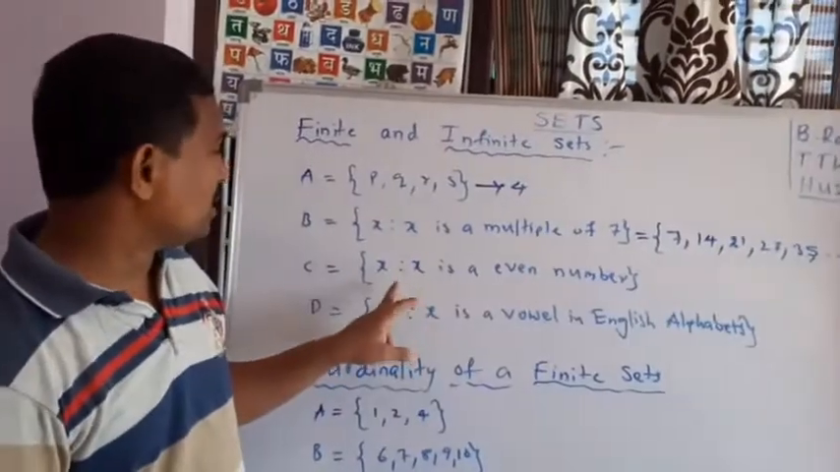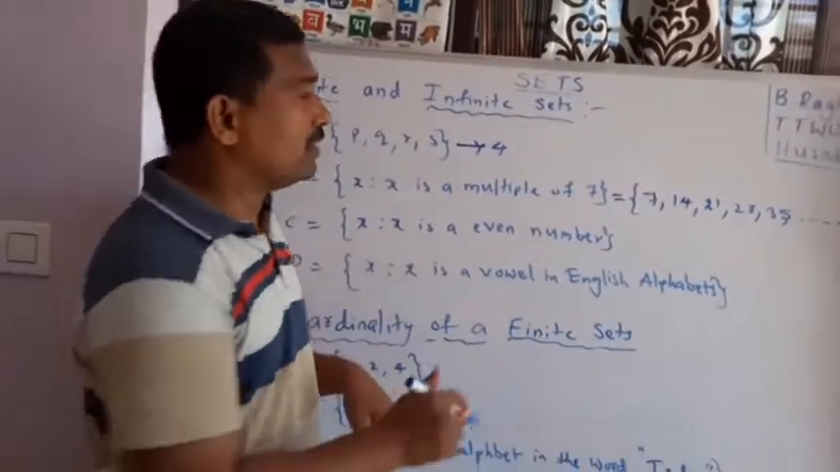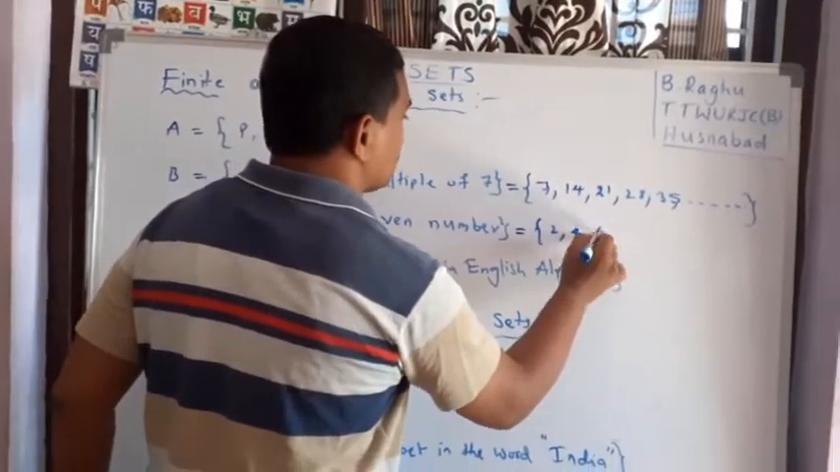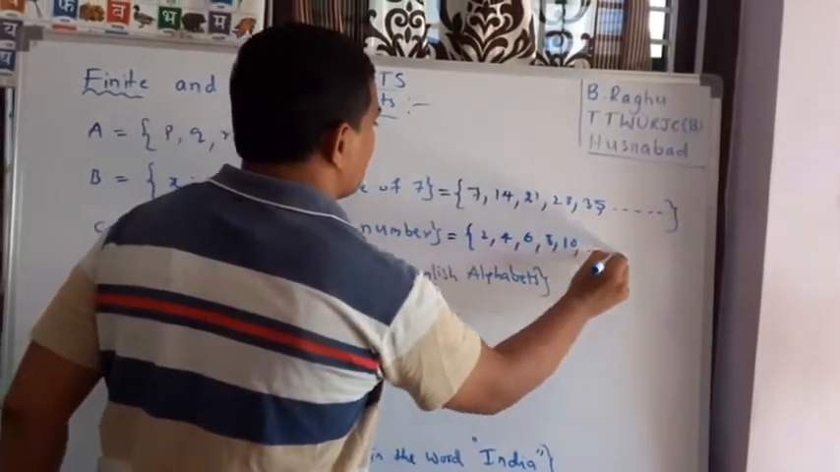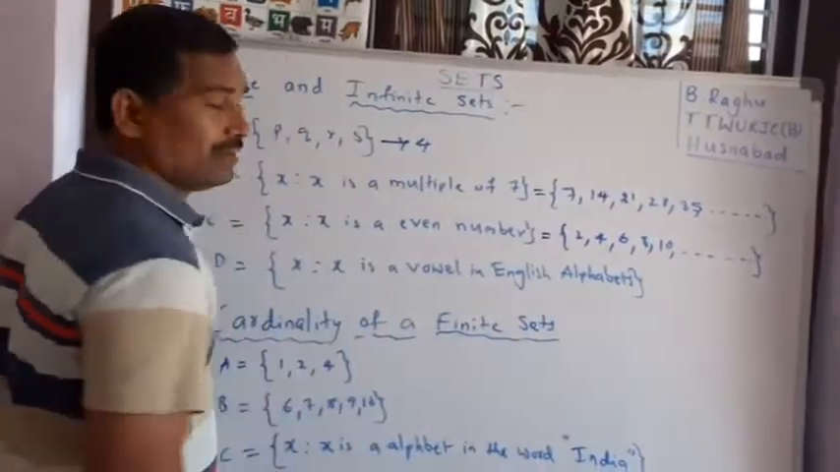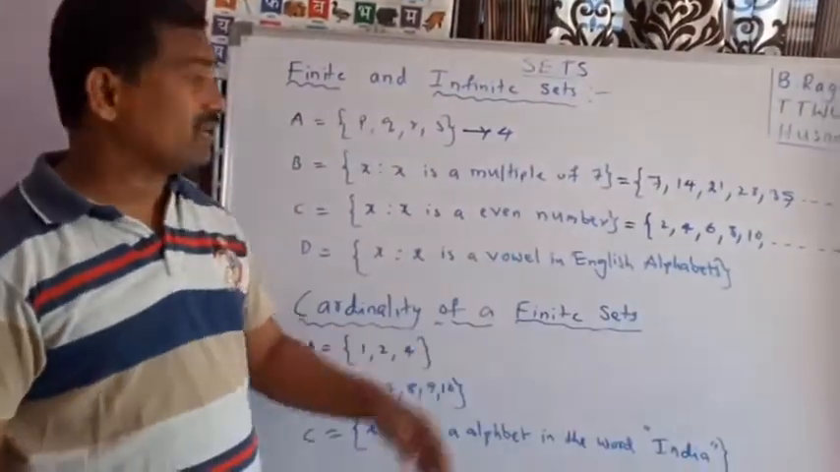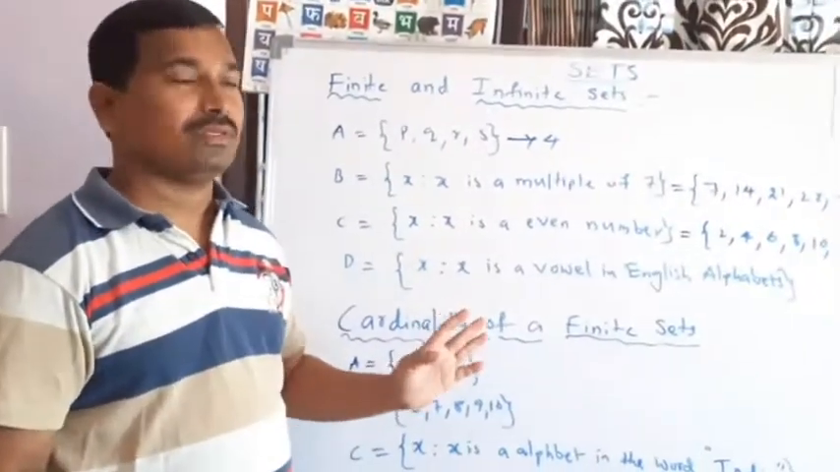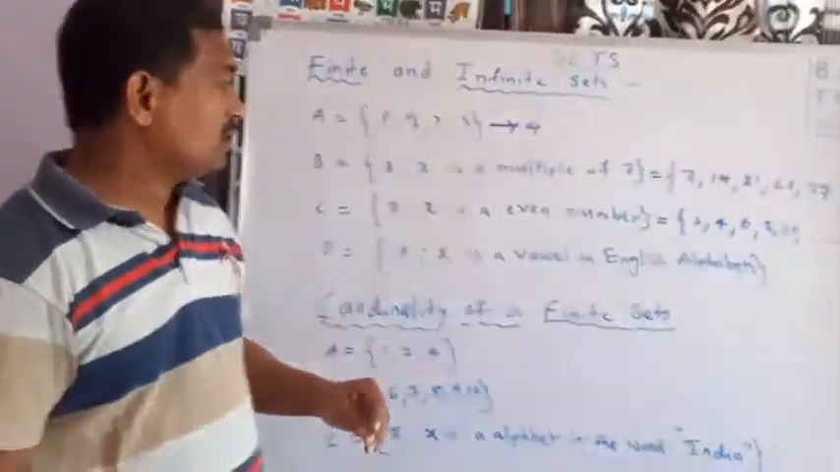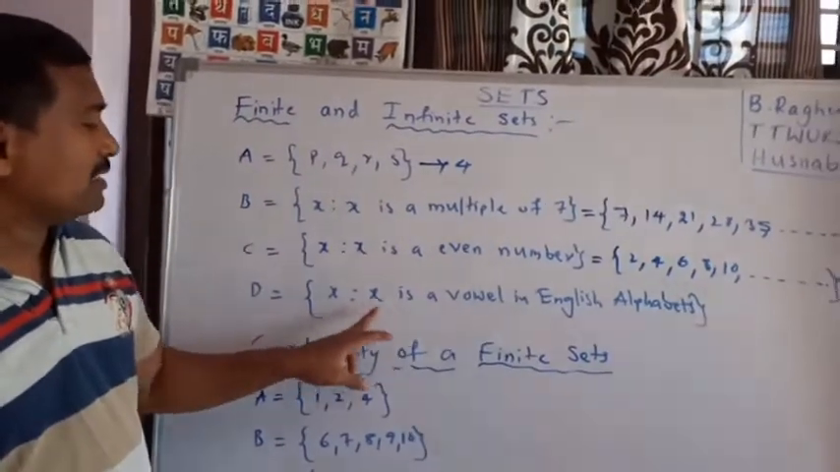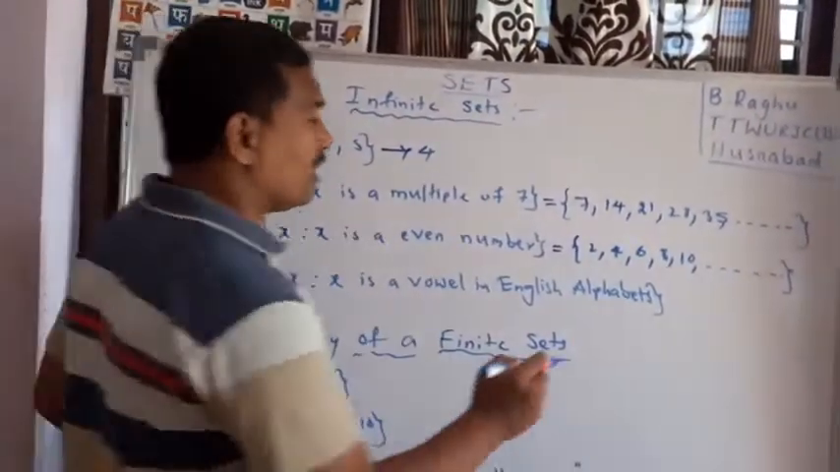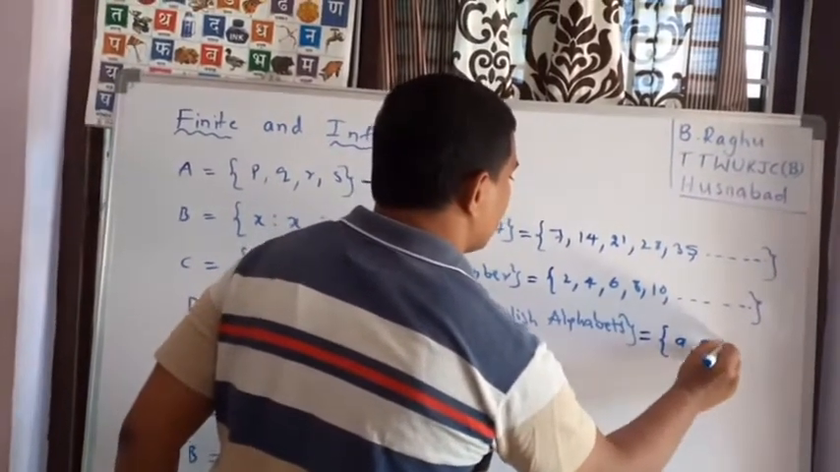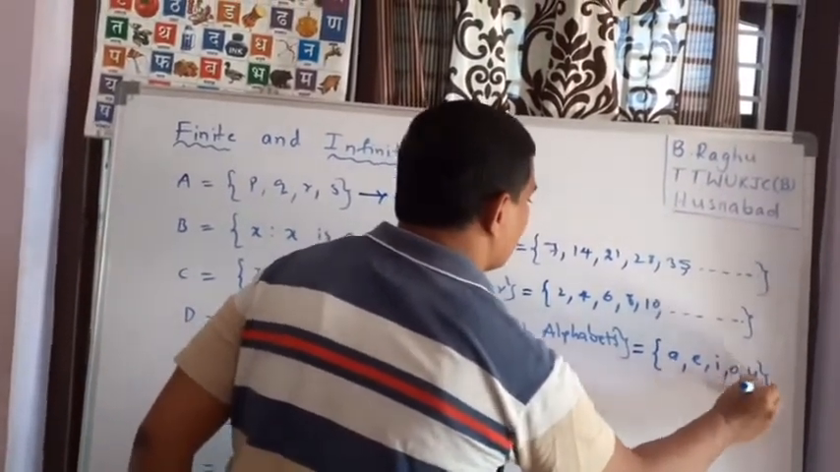If you take this, x is an even number. What are the even numbers? 2, 4, 6, 8, 10, and so on, we can write infinitely. Negative numbers also we can write: -2, -4, -6, and so on. These are only positive even numbers. So if you write x is a vowel in the English alphabet, what are the vowels in the English alphabet? A, E, I, O, U.